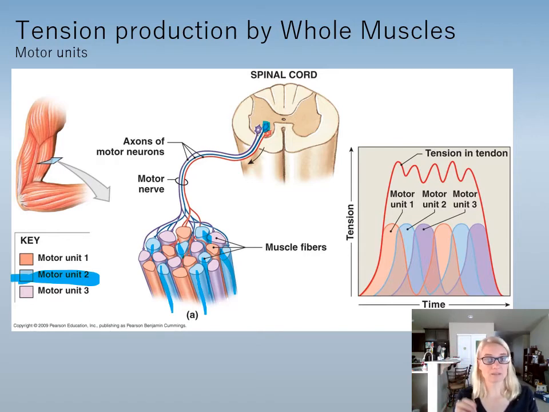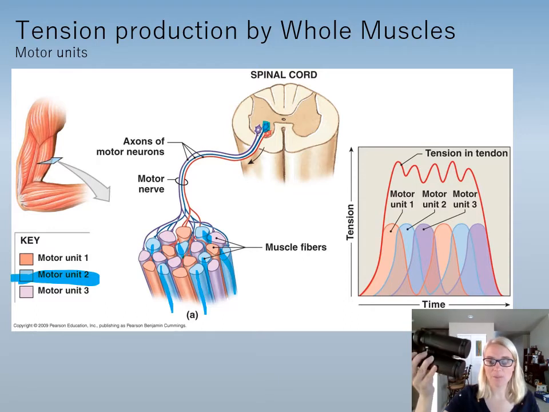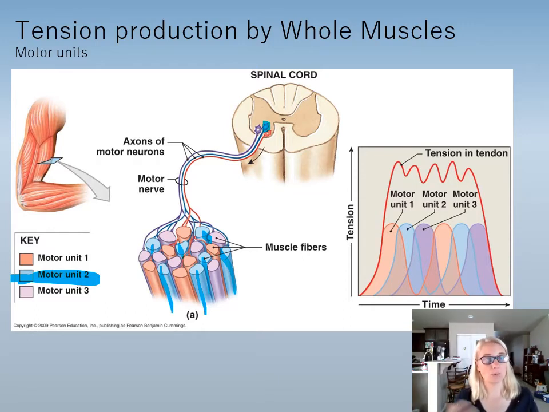If it's at wave summation, the frequency of my blue neuron, all of those blue muscle fibers will contract at that particular frequency and at that particular tension production. So if I need to only pick up something light with all my muscles, I might only activate 1 motor unit. But what if I've got to pick up something heavy? Blue motor unit at wave summation might not be enough.